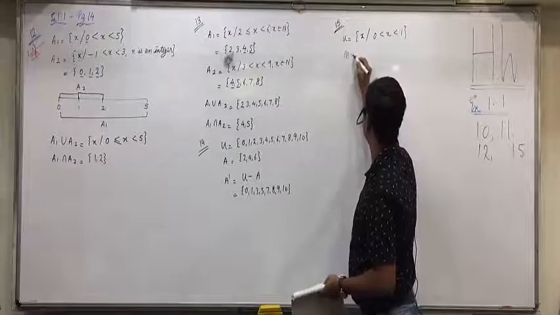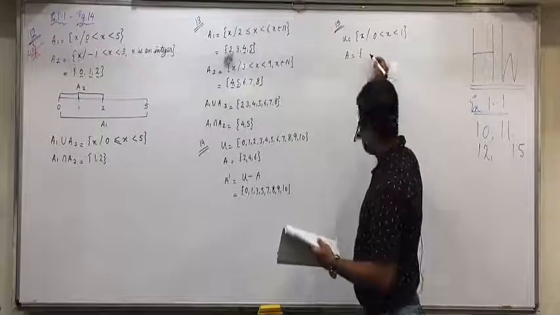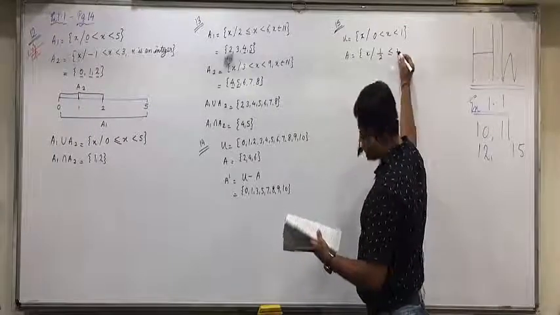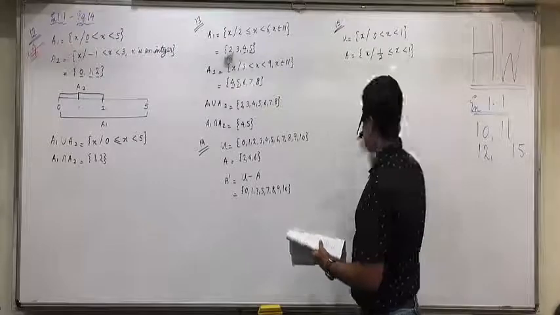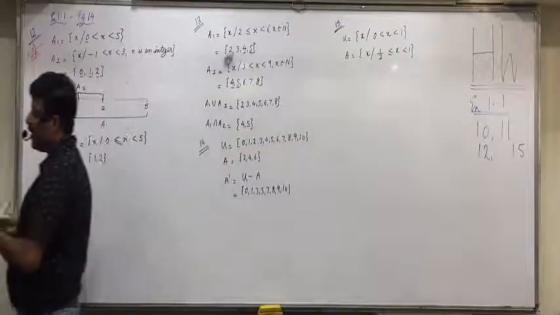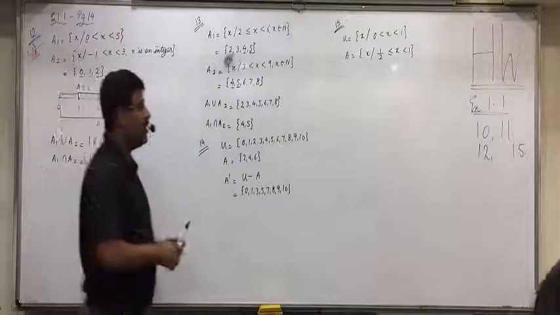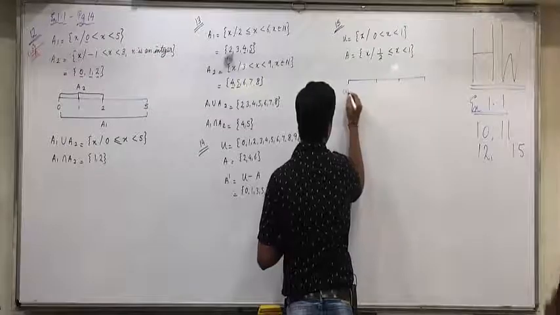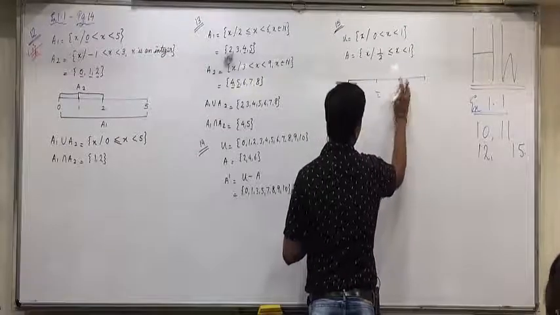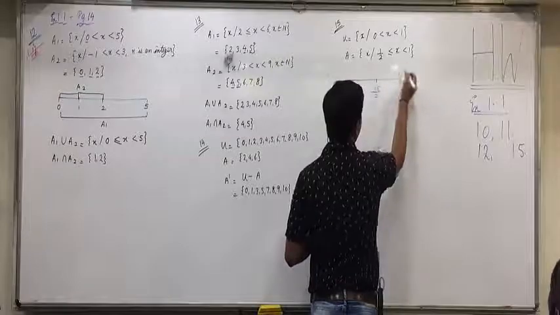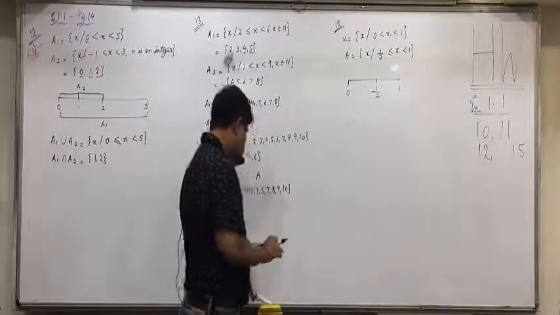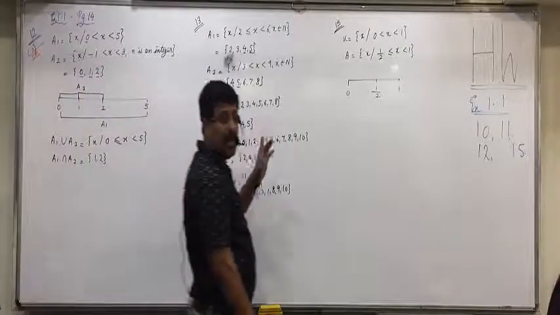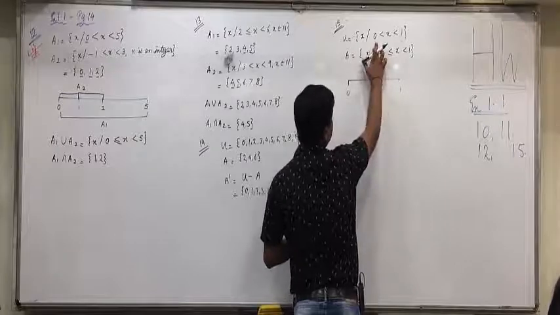Further, A equals to x such that half less than equal to x less than 1. Should we make number line? Yes. Which are the numbers in ascending order? 0, half, 1. Three numbers only. Okay, 1 is common in both. So three numbers, 0, half and 1. Now see, sample space is from 0 to 1.